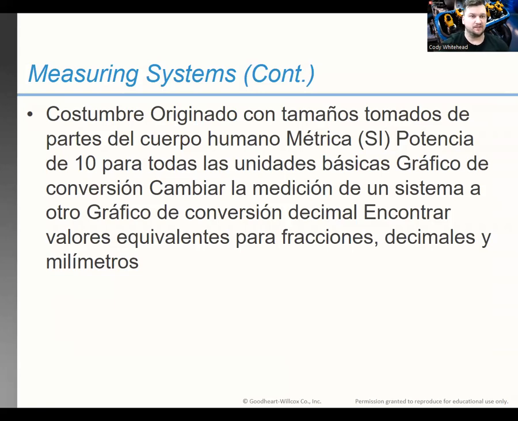There's plenty of ways to find it. Sometimes they're in the service manual. Sometimes you can Google it. Some phones have it. I think my Android has it automatically in the calculator settings. I'm not sure about iPhone, but I know my Samsung does. A decimal conversion chart finds the equivalent value for fractions, decimals, and millimeters. So if we need to change 3/8 into millimeters, or if we need to change 0.5 into a fraction, you would know it's 1/2. So it helps with that.